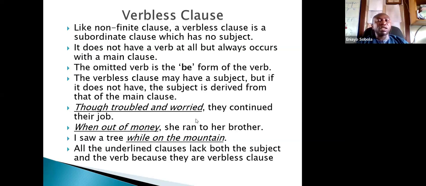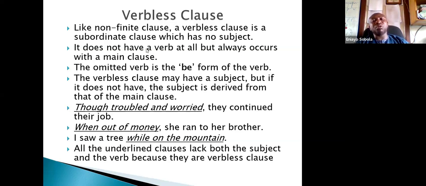So the last one is verbless clause. It's also a minor clause. It's just like non-finite clause. A verbless clause is a subordinate clause and it has no verb at all, and it may not have a subject, but it occurs within the main clause.